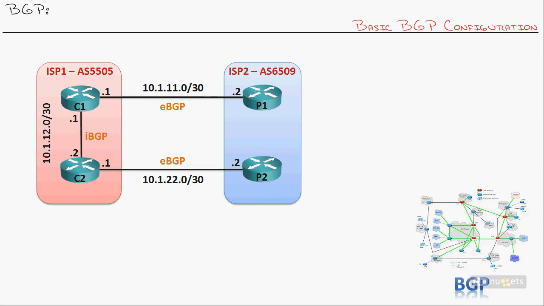So let's get the lay of the land. We have two ISPs, ISP 1 and 2. These guys are running IOS XR, a little more modern. These guys are running the standard IOS, so that way we can see the configuration on both of them. We've got Autonomous Systems 6509 and 5505.